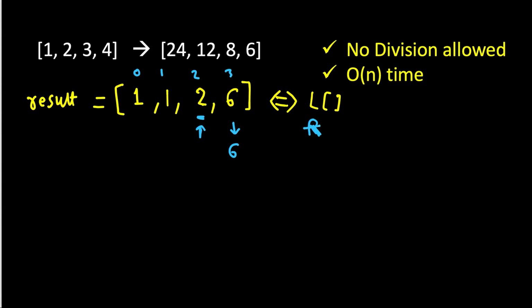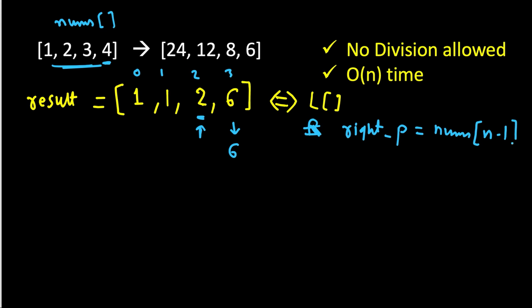And we will keep a running product, right product. And we are starting from here. So the product of all elements to the right of it will be this last element. So we will initialize it with, this is our nums vector, this one. So it will be nums[n - 1]. So we will initialize it with the last element, because we are starting from second last.